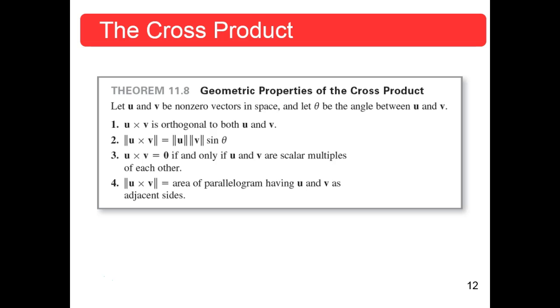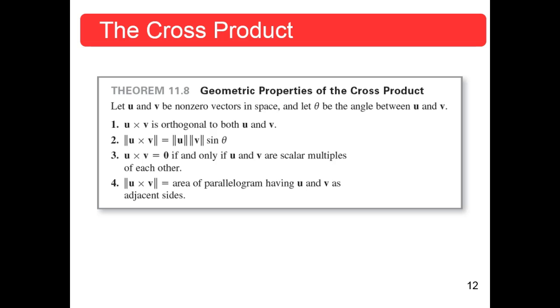Okay, so U cross V is a vector, and that vector is orthogonal to both U and V, perpendicular to both U and V. U and V don't have to be perpendicular to each other, no, but any two non-parallel vectors out there in space that you cross, your cross product is going to be perpendicular to both U and V. All right? The magnitude of U cross V is going to be the magnitude of U times the magnitude of V times the sine of the angle in between. Okay?